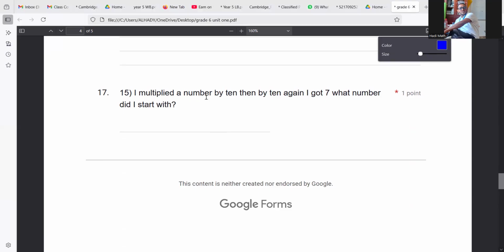I multiply the number by 10, then by 10 again, I got 7. What number did I start with? You can go back: I multiplied a number by 10 and then by 10 again, and I got 7. Take the 7 and divide it by 10. The answer is 0.7. Then divide by 10 again: take 0.7 and divide by 10 again, which equals 0.07. So you started with 0.07, because when you multiply by 10 and then by 10 again, it will give you 7.